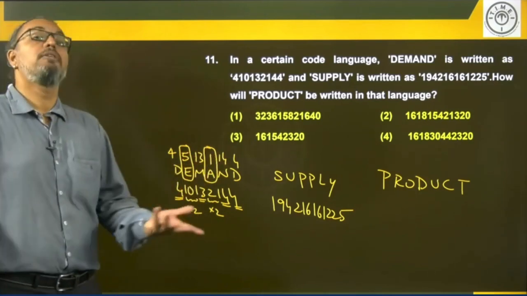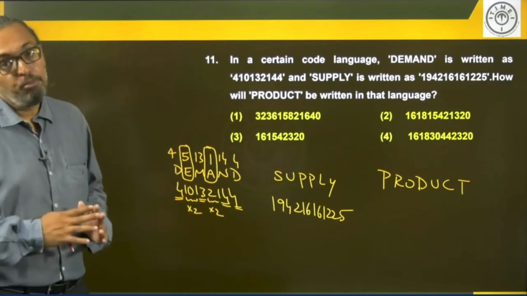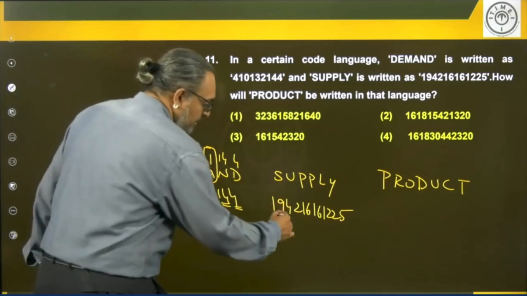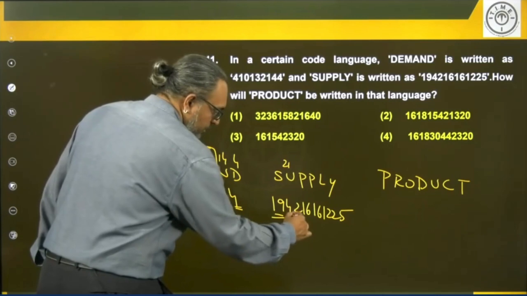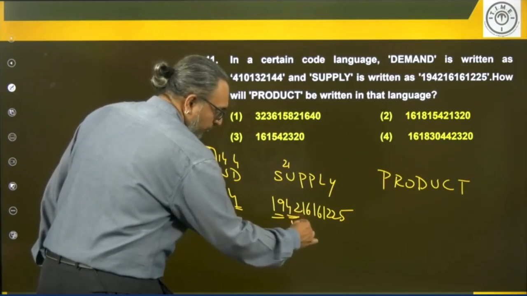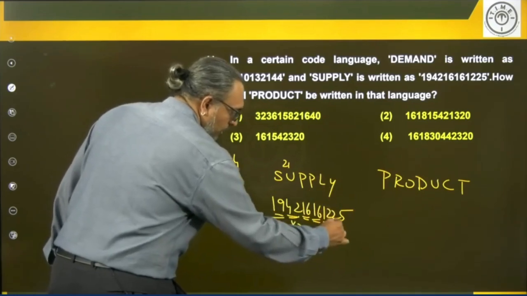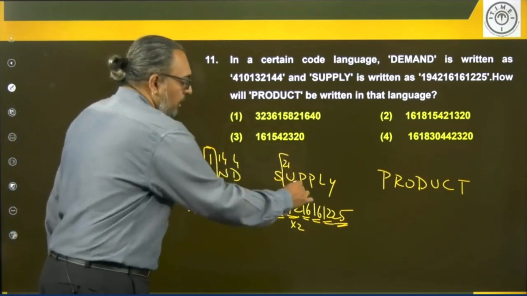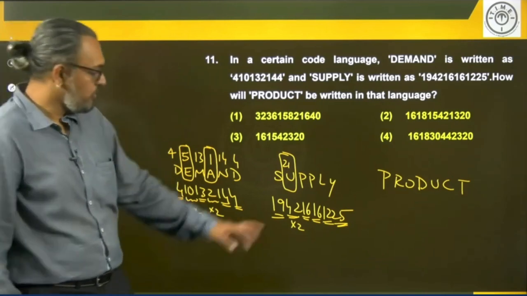Because those two are vowels. Wherever vowels are there, you double it. Wherever consonants are there, you put it as it is and then put them together as a number. See, S is 19, then U, which is a vowel, 21, is doubled, 42. Then P is 16, another P is 16, then L is 12 and Y is 25. The only vowel is U and that is doubled. Understood? So the same thing we do.